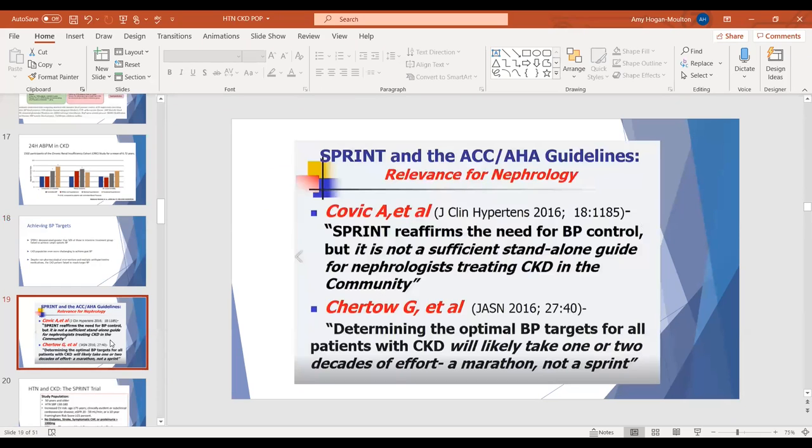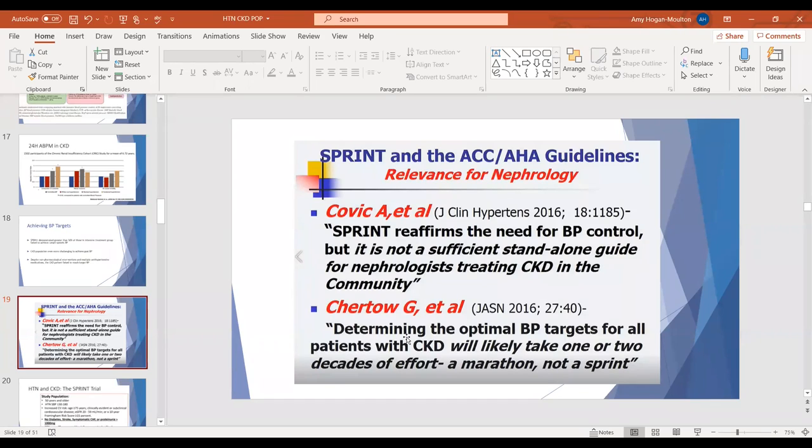I put this in here only because it was relevant for nephrology. And this, again going back several years, said SPRINT reaffirms the need for blood pressure control, but it is not a sufficient standalone guide for nephrologists treating chronic kidney disease in the community, meaning we have to do a lot of other things to try to help the renal progression.